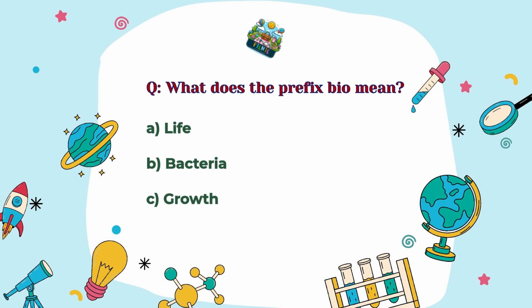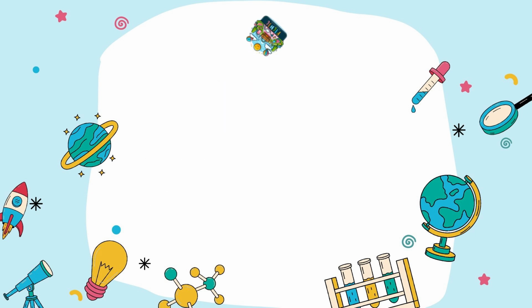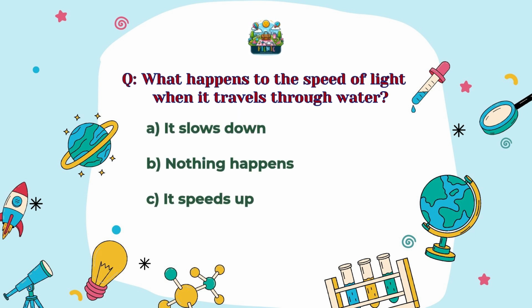What does the prefix bio mean? Prefix bio means life. What happens to the speed of light when it travels through water? The speed of light in water slows down.